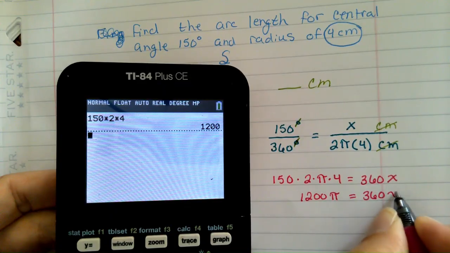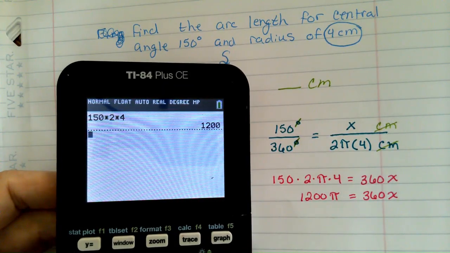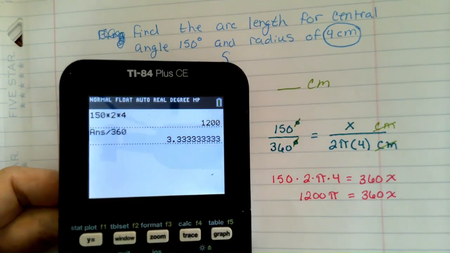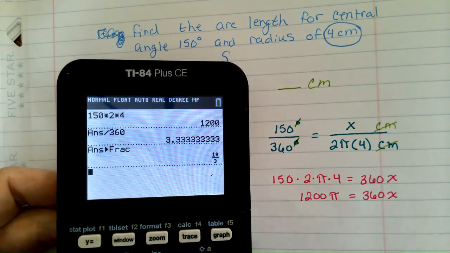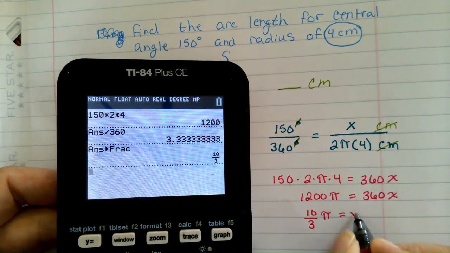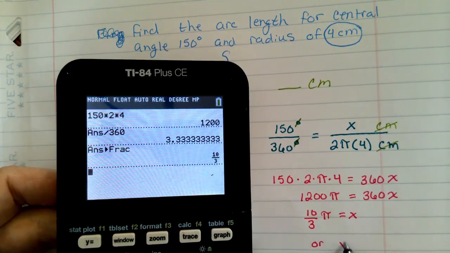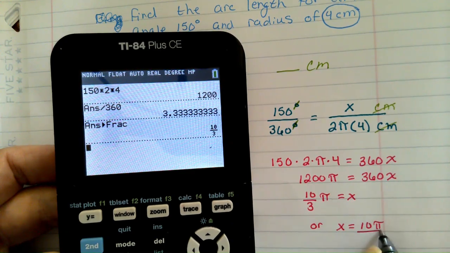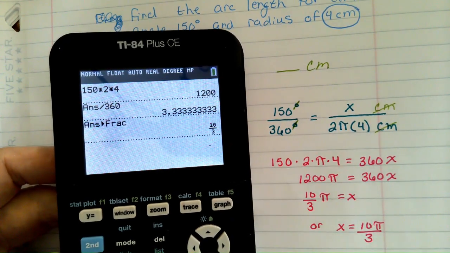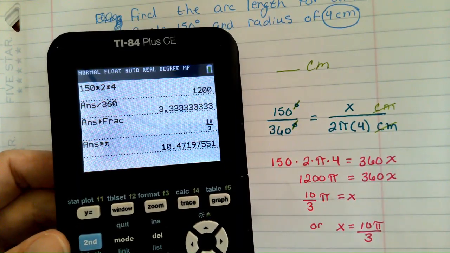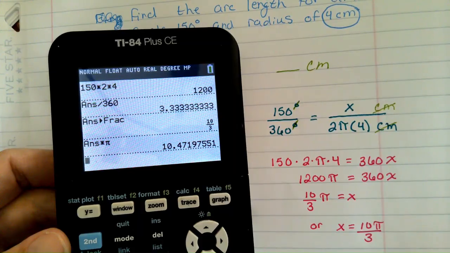See how I'm treating pi as a variable? I'm going to divide by 360 to get the x by itself. Let's make that a fraction. So 10/3 pi equals x, or this is the same thing, 10 pi over 3. Now, if I wanted to, could I multiply that by pi? Yes, now I can, which is approximately 10.47 centimeters.